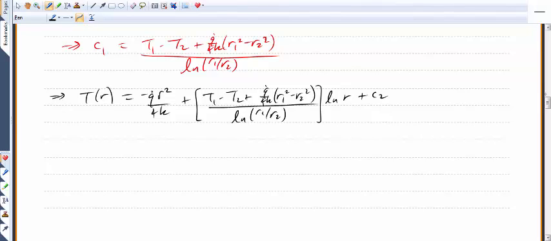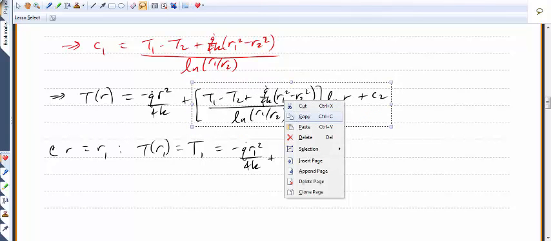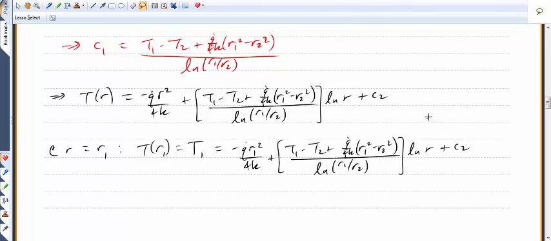Now we can solve for c2 either by evaluating the temperature at r1 or at r2. You're going to get a different form either way, but the exact solution is valid either way. So what we'll do here is evaluate it at r equals r1. We know we get a temperature of T1, which is equal to negative q dot r1 squared over 4k plus all of these terms in the middle, which I'll just copy over. Then we'll add in a subscript 1 to that. So now we can solve for c2.